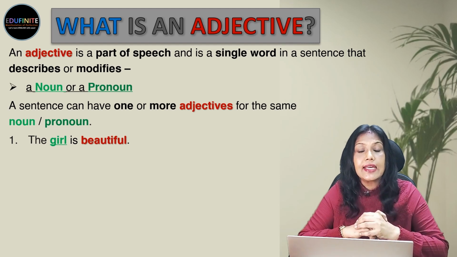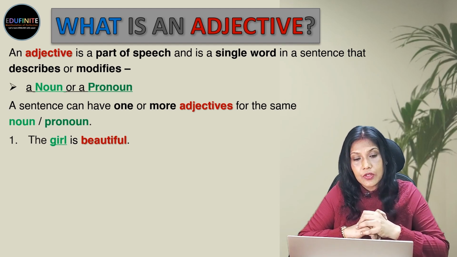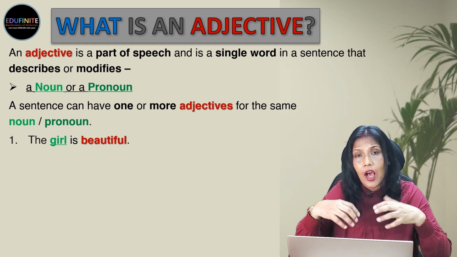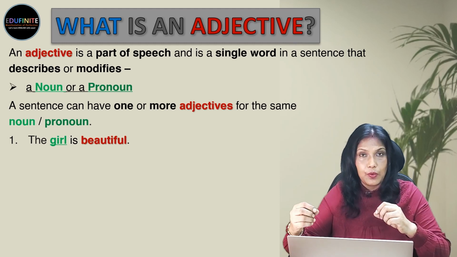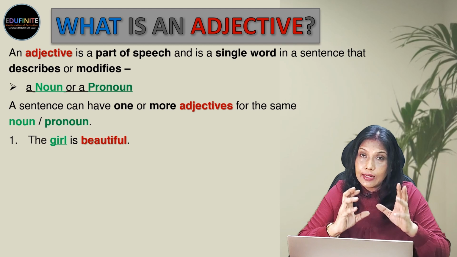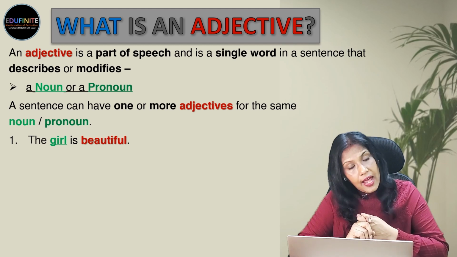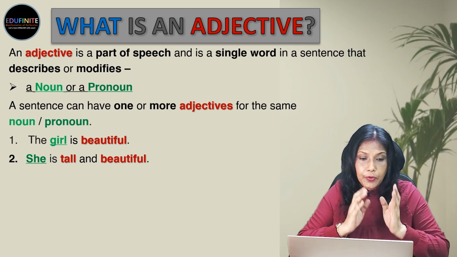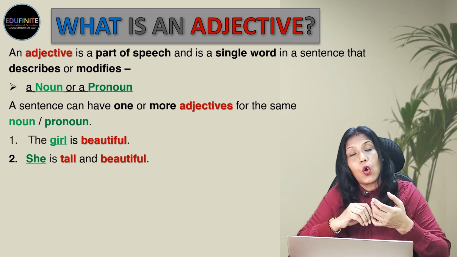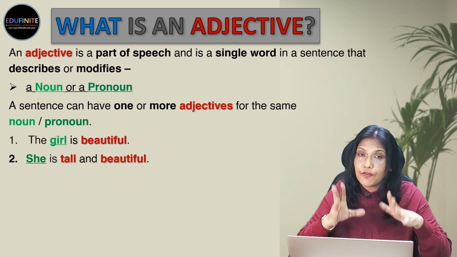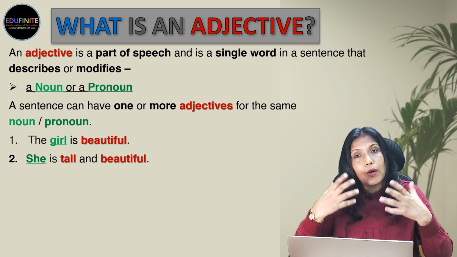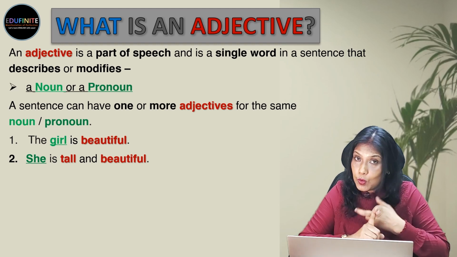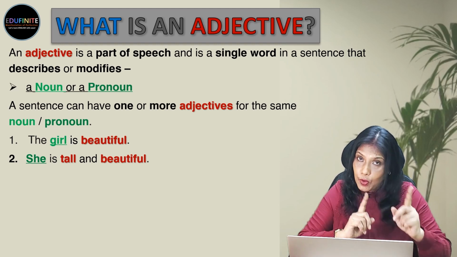Now, this sentence: the girl is beautiful. So here, girl is the noun and the quality of the girl, like how is she? She is beautiful. So, beautiful tells us more about the noun girl. Hence, beautiful is an adjective. Next, she is tall and beautiful. So, the pronoun she is modified by tall and beautiful because these two are the attributes of this pronoun she. They're telling us more about she. How is she to look at? She is tall as well as beautiful. So here we see we have more than one adjective for the same pronoun she.